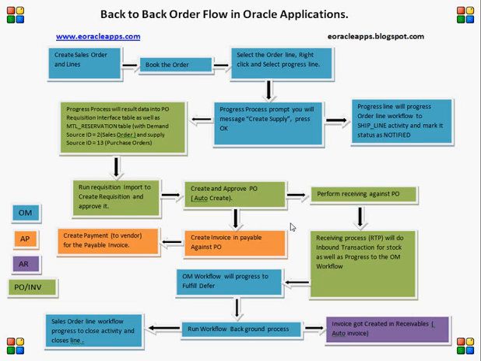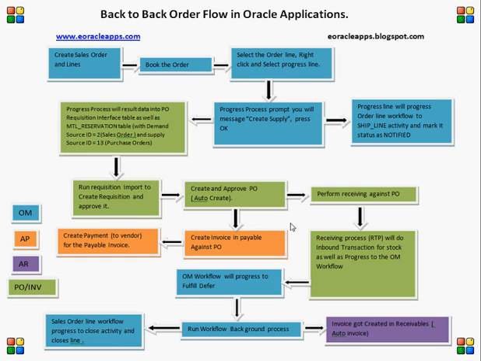The back-to-back order flow starts with the creation of a back-to-back sales order. In this talk, I will not discuss how to create the item for the back-to-back sales order. That is already covered in my previous presentations. The process starts when we create a sales order header and order lines in Oracle Order Management. So once the order and order lines are created, we book the sales order.